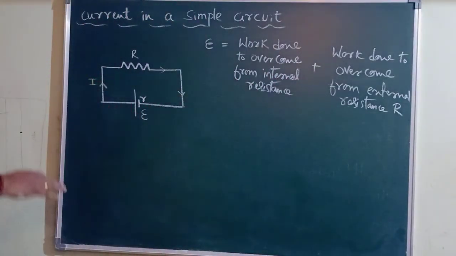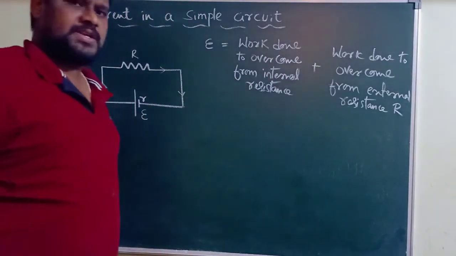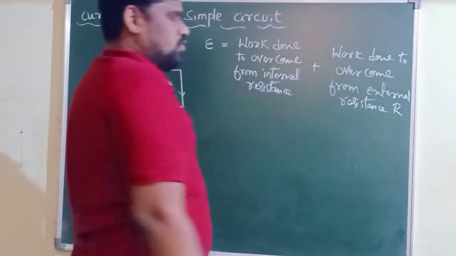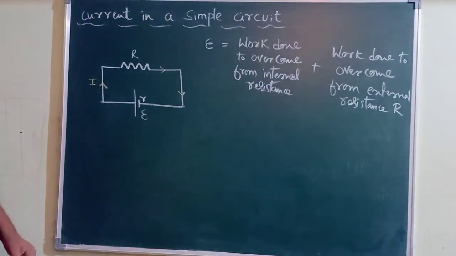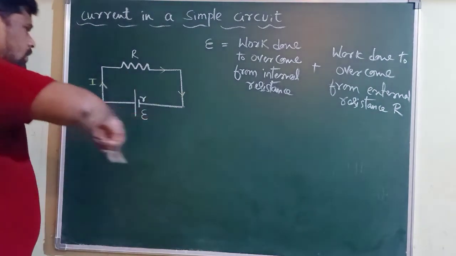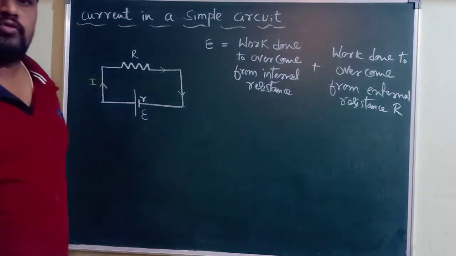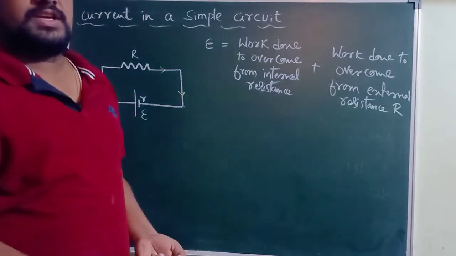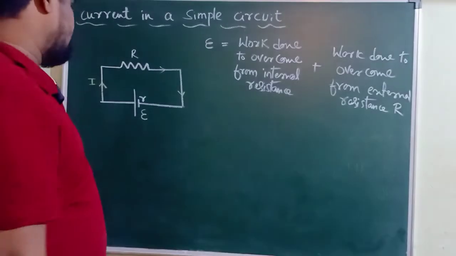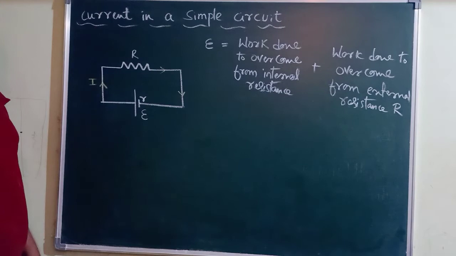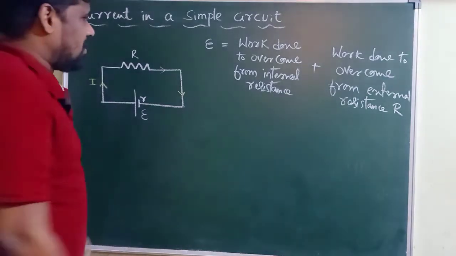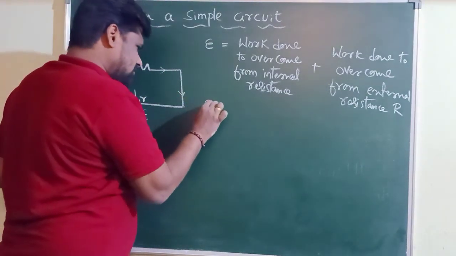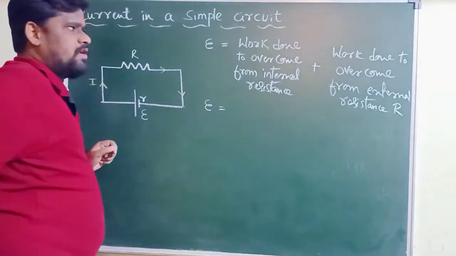One work is to overcome the internal resistance of a cell. Another work is to overcome the external resistance. In order to make a current flow through a simple circuit, there must be two works here. For that the energy is required, and that energy is supplied by the cell. Of course, the EMF of a cell is E here.